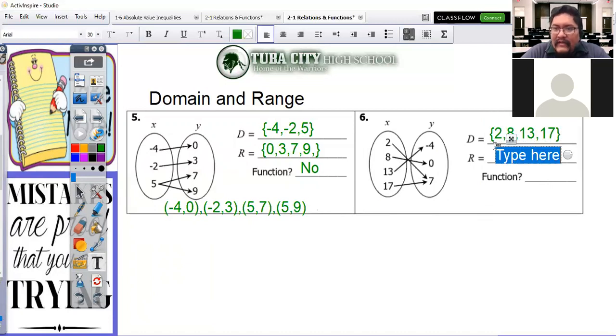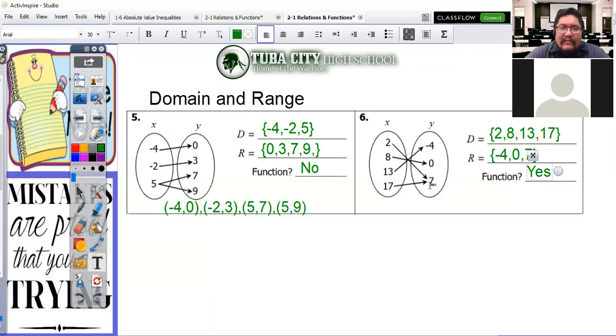So just list our X values, and now we have to list our Y values. And again, it's already in order, so I don't need to worry about rearranging them. So it's all there. So in this case here, we can see that one of the Y values is shared. So this is the ordered pair 2, 7 and 17, 7. So is this a function or not? Answer is yes, it is a function.